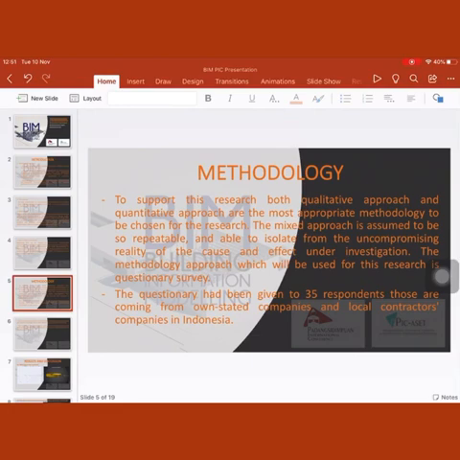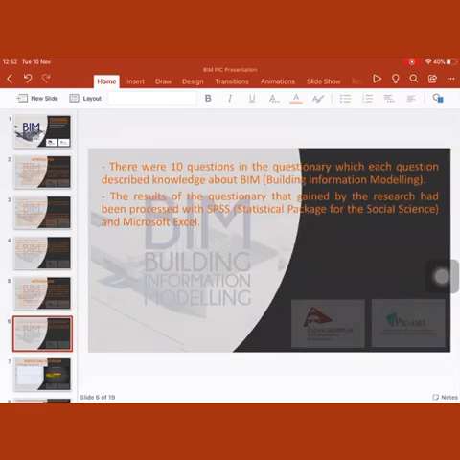To support this research, both qualitative and quantitative approaches are the most appropriate methodology to be chosen. The mixed approach is assumed to be repeatable and able to isolate the cause and effect under investigation. The methodology approach used for this research is a questionnaire survey. The questionnaire was given to 35 respondents, coming from state-owned companies and local contractor companies in Indonesia.